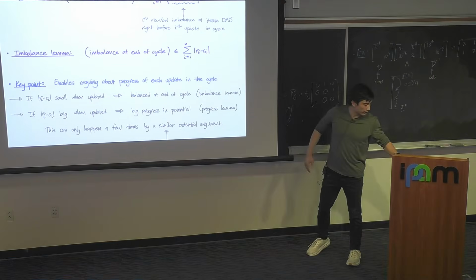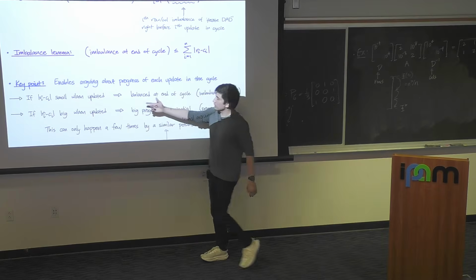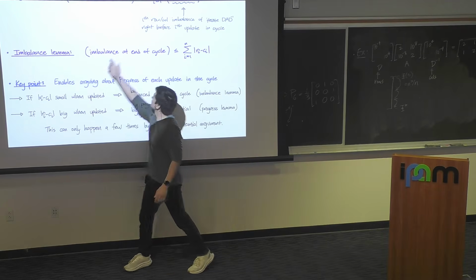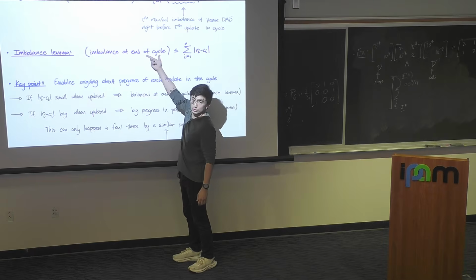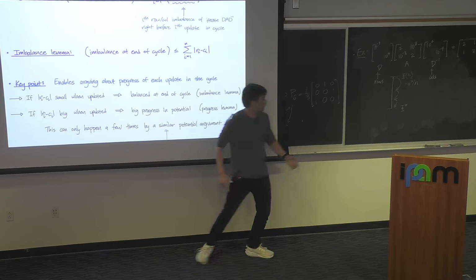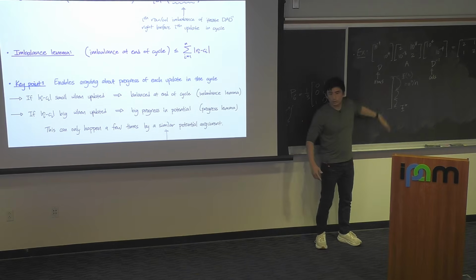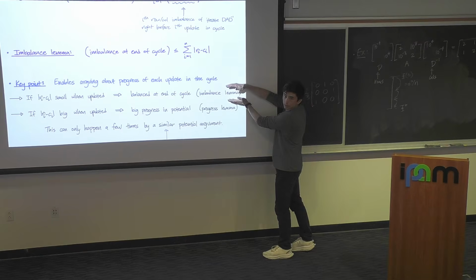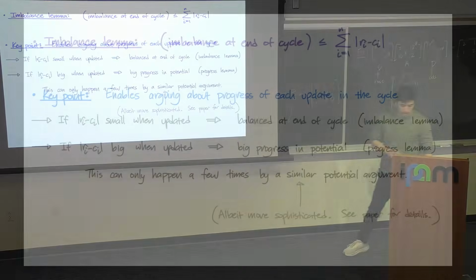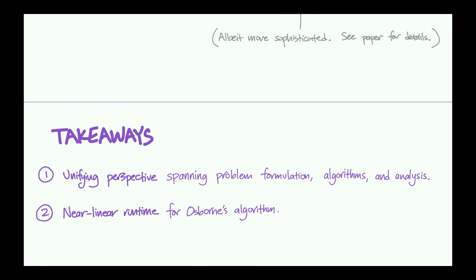And there's at least a conceptually simple idea. If the balance is small, if you get a small update, then this imbalance lemma says that you're actually good at the end of the cycle. You can terminate. If these are big, then you get big progress. And you can argue the same thing. You can't have big progress too many times. So eventually you have to be in the first case, and you're done. Of course, the casework is much more sophisticated. That's the main idea. So I'll just end with this.